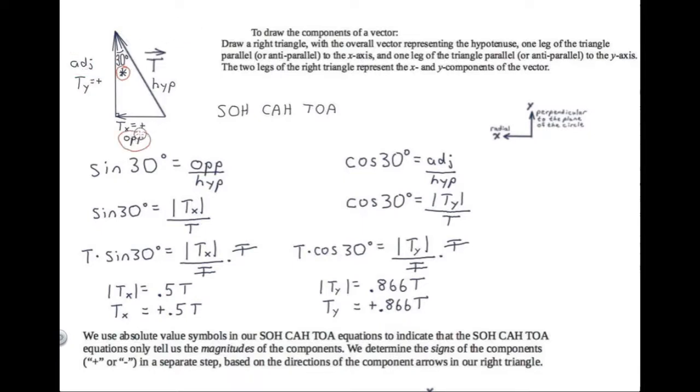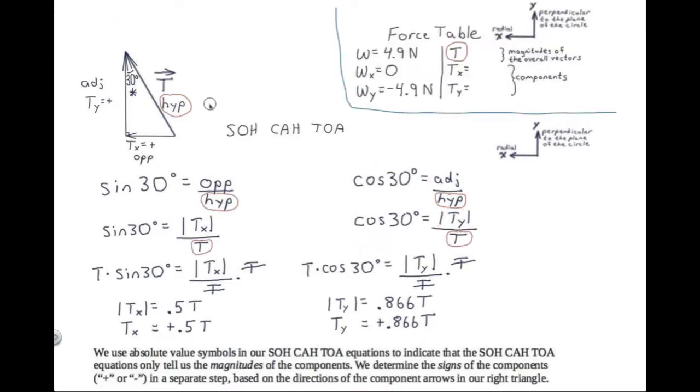This leg is labeled as opposite because it's opposite to the 30-degree angle that we're focusing on. This side is the hypotenuse because it's across from the 90-degree angle. So in our SOHCAHTOA equations, the length of the opposite side measures the magnitude of t sub x, and the length of the adjacent side measures the magnitude of t sub y. The length of the hypotenuse measures the magnitude of the overall tension force. We were not given a value for the magnitude of the tension force, but that will not prevent us from breaking the tension into components.